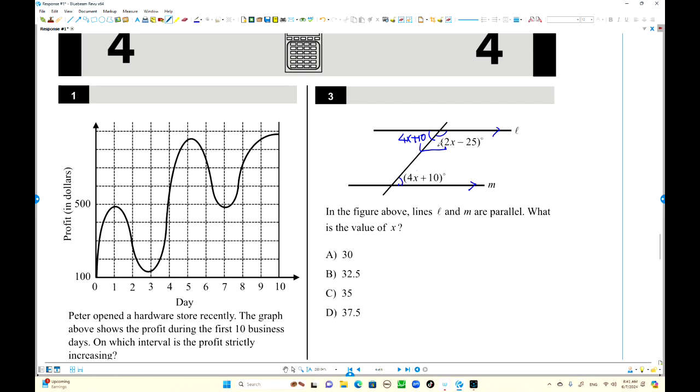The linear pair means what? These two angles are supplementary, right? That means the sum of these angles is 180, okay? So 4x plus 2x is 6x. 10 plus negative 15 is negative 5, equals 180, okay? So 6x equals 195, that's correct. Yeah, x equals 32.5. Okay, your answer is correct.